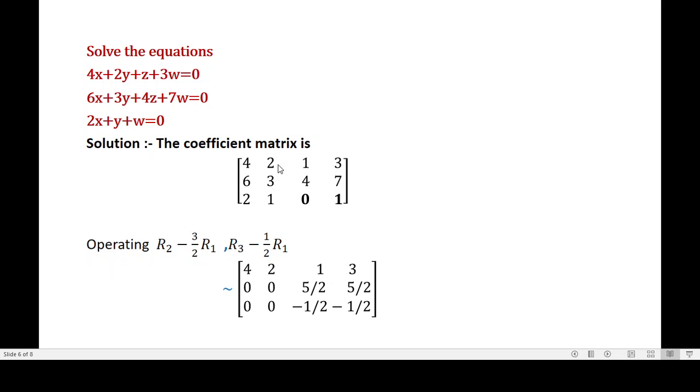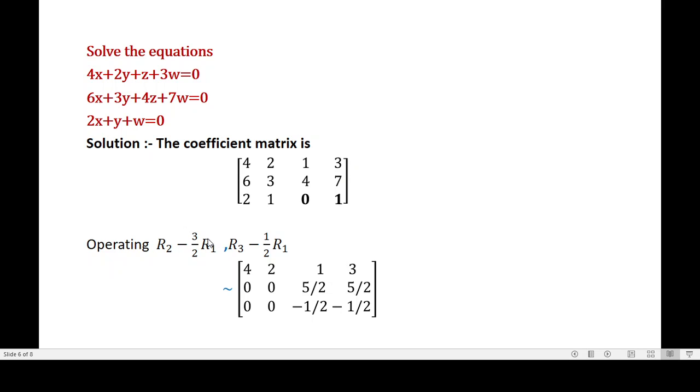The next element is 2. 2 into 3 by 2 is equal to 3. 3 minus 3 gives 0. So this is 0. Let us consider the third element. 1 into 3 by 2 is equal to 3 by 2. 4 minus 3 by 2 is equal to 8 minus 3 divided by 2, which is equal to 5 by 2. And the last element is 3.